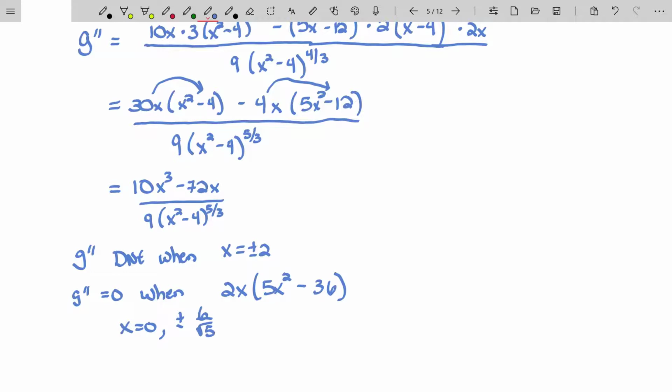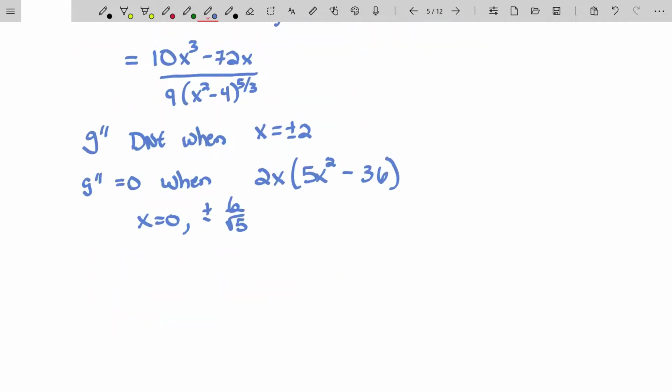Not the best problem ever, but actually a really good problem to showcase that you can do this even though the numbers are horrendous. I'm just going to grab a calculator to approximate these values. Now we'll go ahead and place a number line here. So we have G double prime. We can put 0 right here because, again, G is odd. So we're just going to graph the right-hand side and then rotate it about the origin 180 degrees to get the other half of the graph.